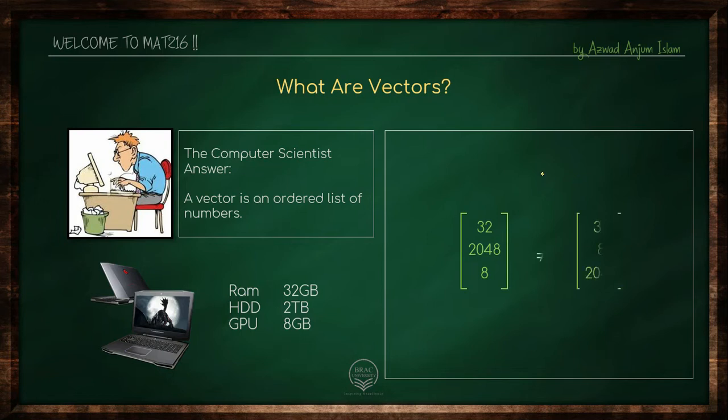Now this is not the same as this one. So the order is important because the second vector, this one, it means we have a computer with 8 GB hard drive and 2048 GB of graphics card. So this is not the same thing as the vector we are talking about earlier. So this is not the same as this one.